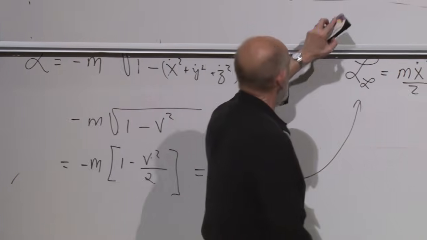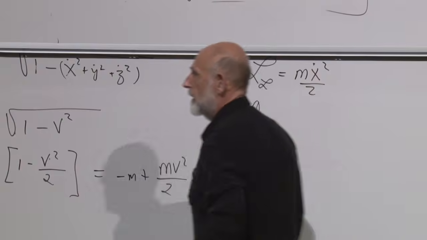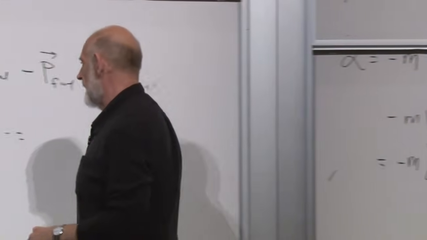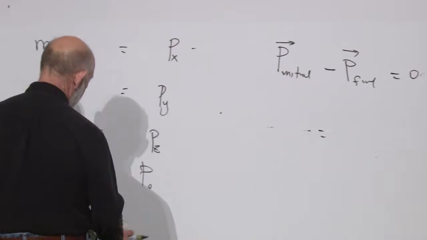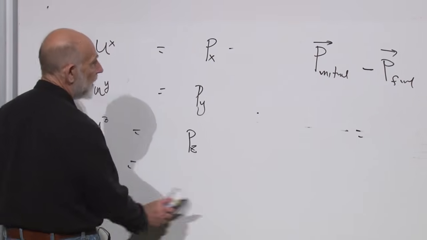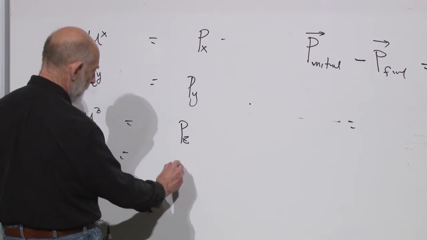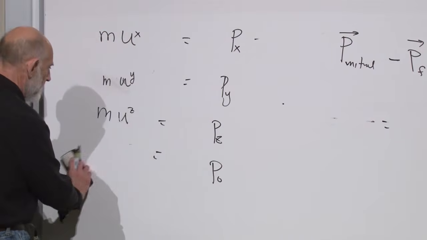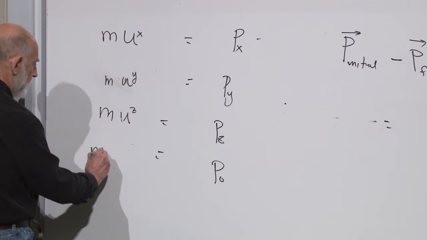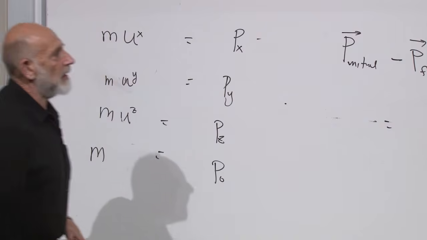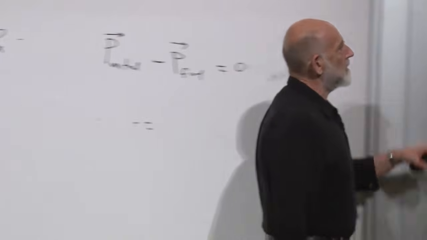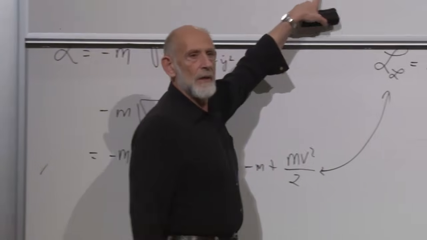All right, that's the Hamiltonian. So let's add to the momentum a fourth component, P naught, which is m. And do you recognize what this thing is? This is U naught.